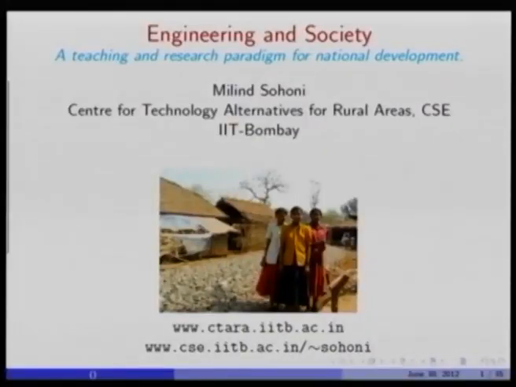I am also the head of CTARA, a center devoted to technology and development. So Professor Rangan talked about research and various options, various tools by which you do research, and Professor Amarnath indicated the mechanisms which are there in IIT to pursue research.